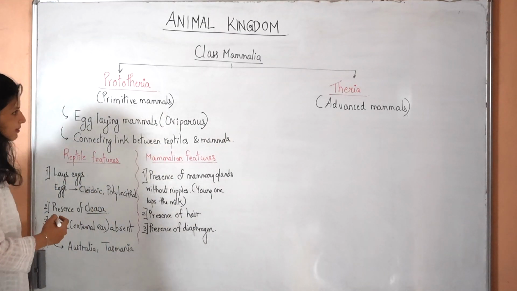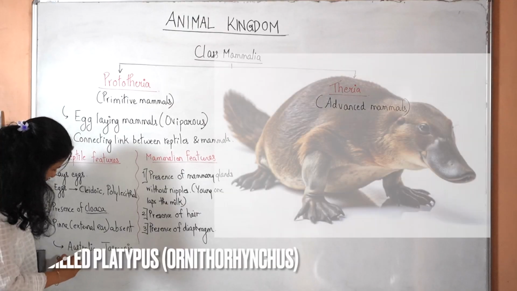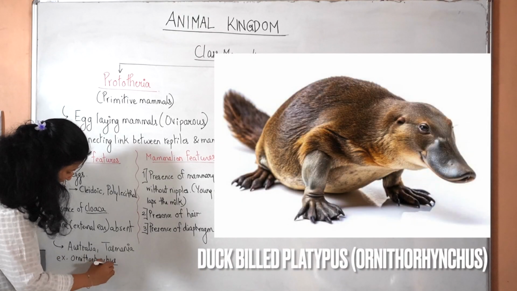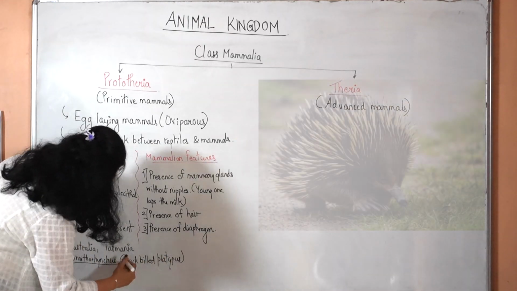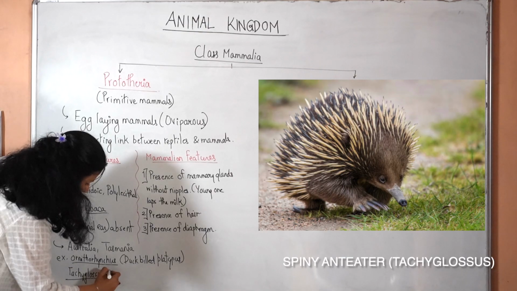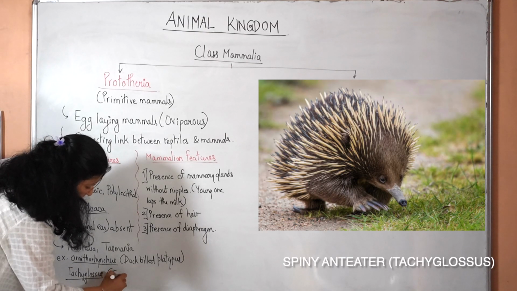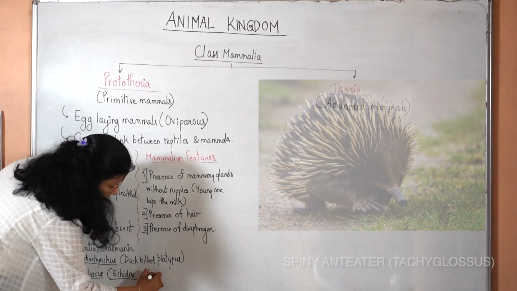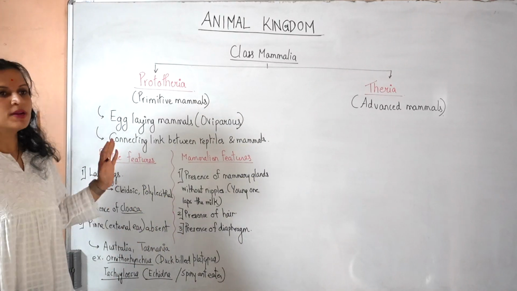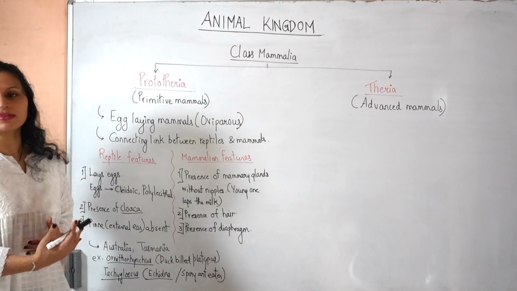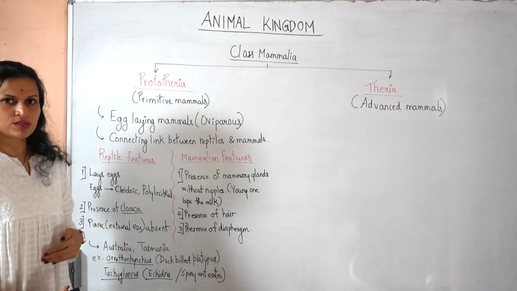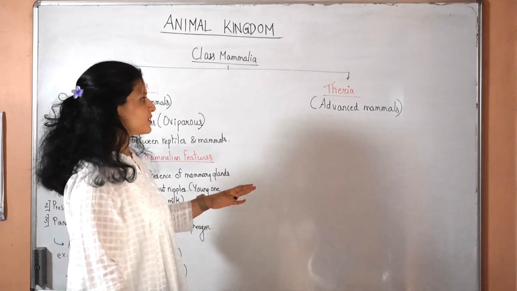Two important examples that you need to learn are Ornithorhynchus, which is the duck-billed platypus, and Tachyglossus, which is also called Echidna or spiny anteater. So these were the Prototherians, primitive mammals, connecting links between the reptiles and the mammals. Now we move on to subclass Theria.